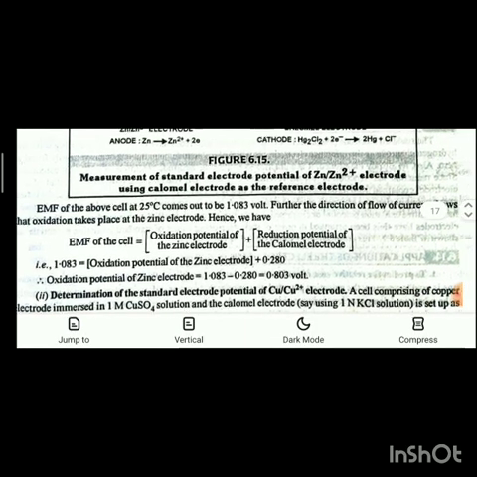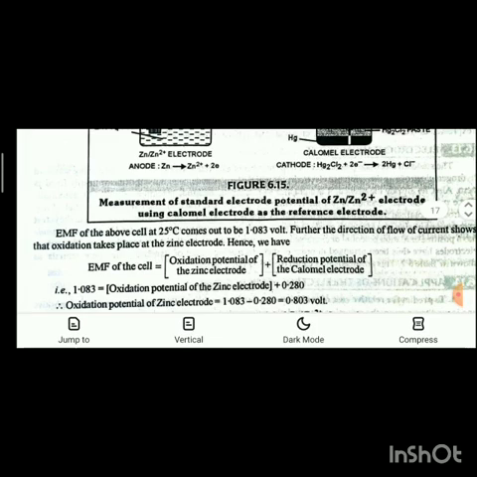The method of determination of electrode potential using the calomel electrode as the reference electrode may be illustrated with the help of the following example. Determination of standard electrode potential of the zinc 2 positive electrode. A cell comprising a zinc electrode immersed in 1 molar zinc sulphate solution and a calomel electrode, say using 1 normal KCl solution, is set up as follows. The EMF of the above cell at 25 degrees Celsius comes out to be 1.083 volt. Further, the direction of flow of current shows that oxidation takes place at the zinc electrode.